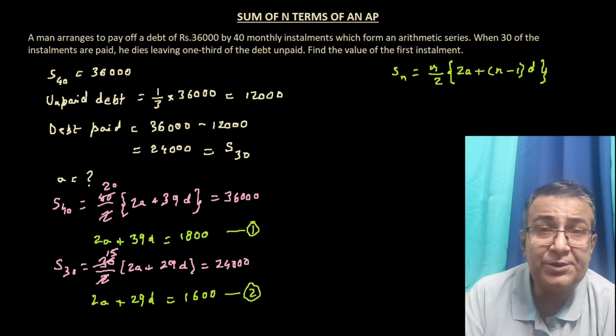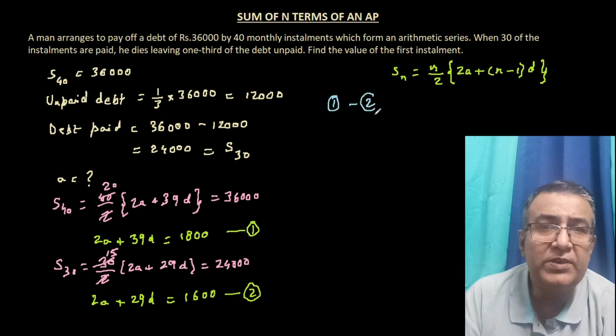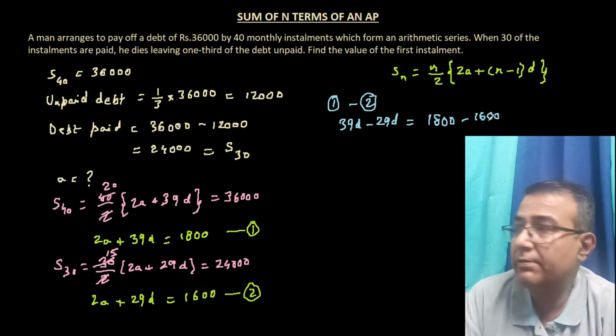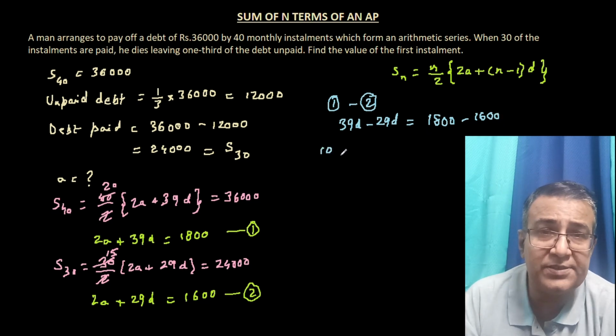Now when we subtract equation number 2 from equation number 1, so we can write 1 minus 2, we see that 2a minus 2a gets cancelled, and here we'll be left with 39d minus 29d. On the right hand side we get 1,800 minus 1,600. Simplifying that, we get 10d is equal to 200, and taking 10 to the other side we get d is equal to 200 over 10, which is 20.